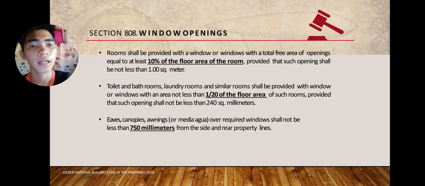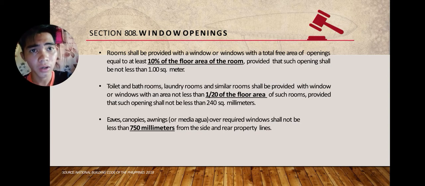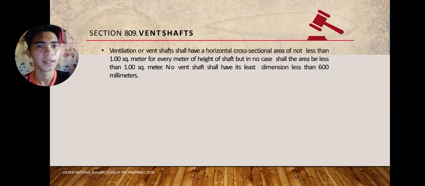Then, the last is the eaves or canopies, awnings, or media agua over required windows shall not be less than 750 millimeters from the side and rear property lines. So, mao na siya ang gi-provide sa window openings in section 808.